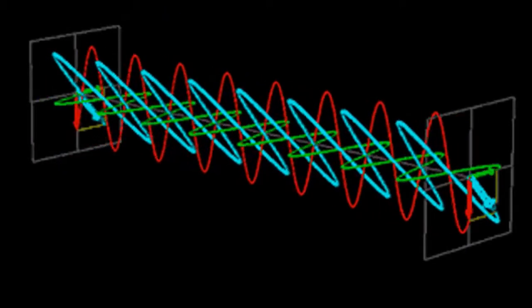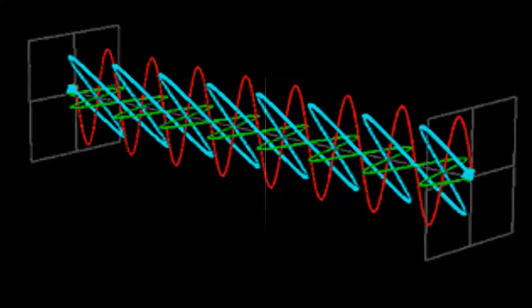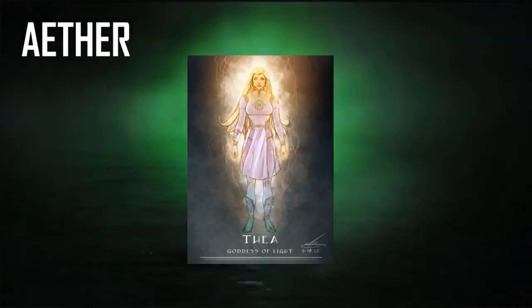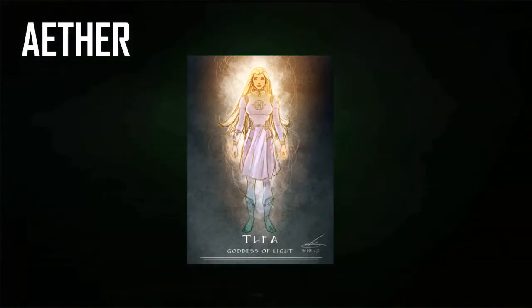Since waves in water need something to move in, and sound waves do as well, it was believed that light also needed something to move in. Scientists in the 18th century named this substance ether, after the Greek goddess of light. They believed that ether was all around us and that it also filled the vacuum of space.